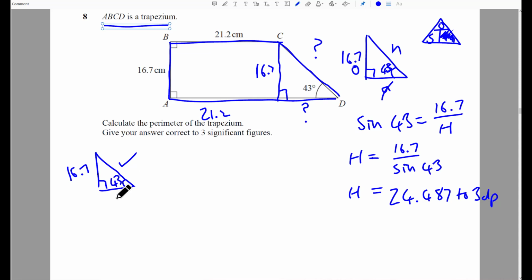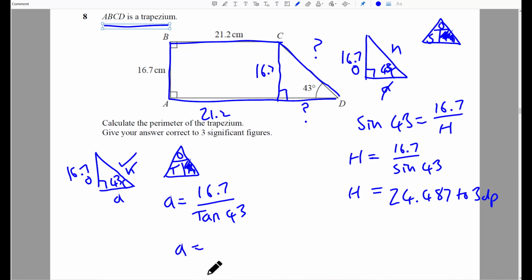So what do we have here? This is the adjacent. This is the hypotenuse. Cross that out. That's the opposite. So we have O and A. So we should know we use TOA. TOA. Right, what are we looking for? We're looking for A, right? So if I put my hand over the A, then A equals O over T. So A equals 16.7 over tan 43. That just saves you rearranging the formula.